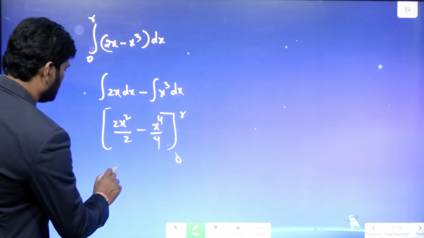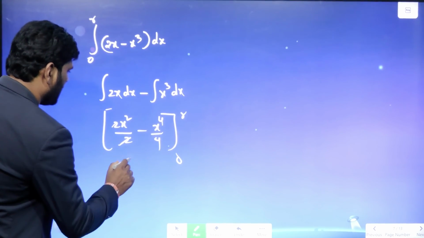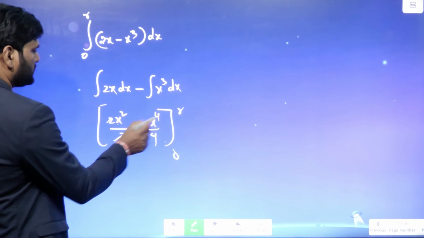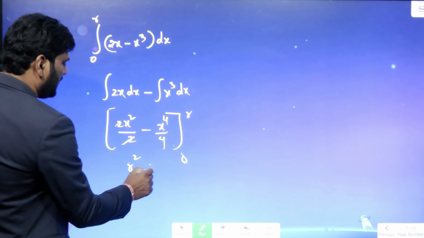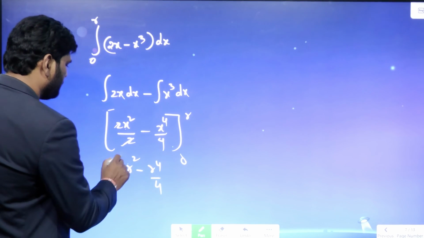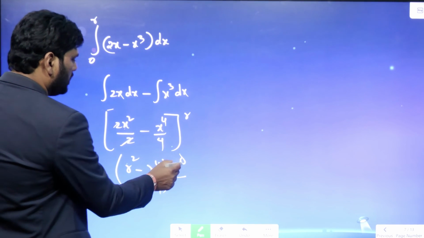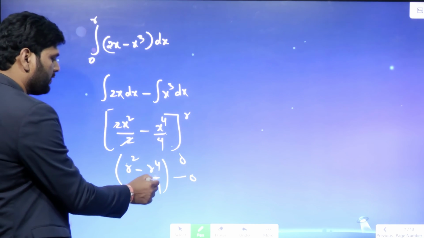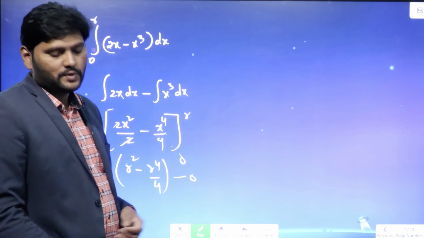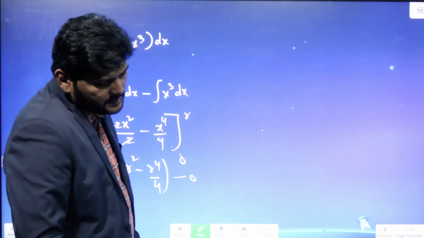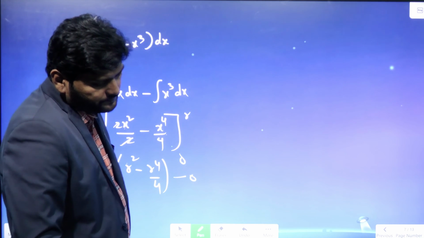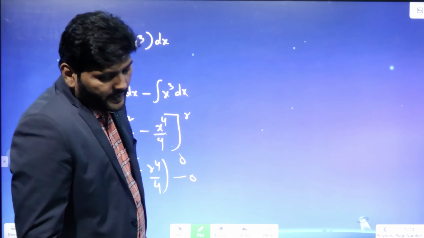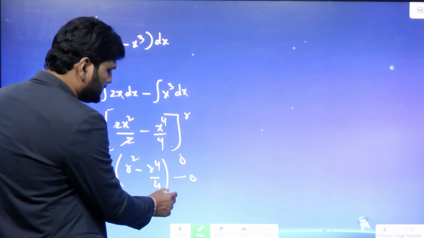Now you can apply the limits. The 2 cancels, so it becomes r square, instead of x you apply r, minus r power 4 by 4. This is the upper limit; the lower limit gives you 0. So finally r square minus r power 4 by 4 is our answer. I think you got how to apply the limits. What is the option here? The option is r square minus r power 4 by 4, so that is the third option.